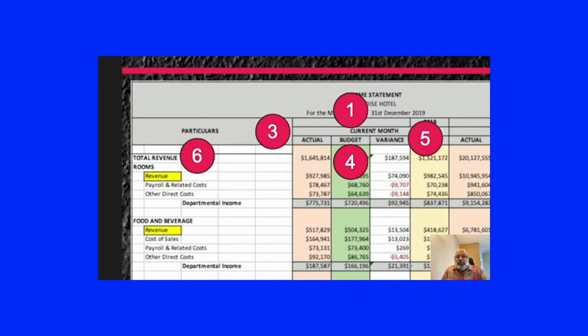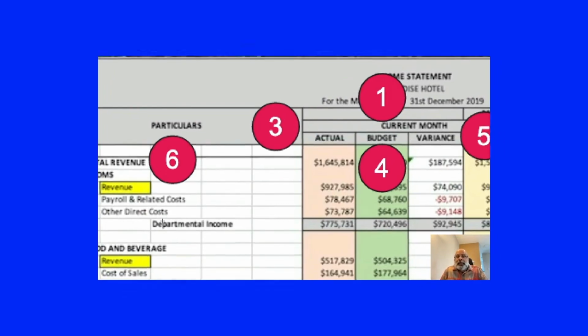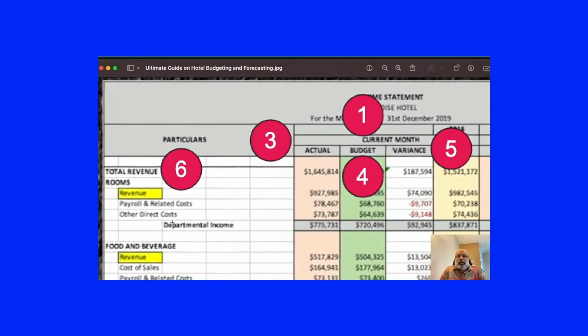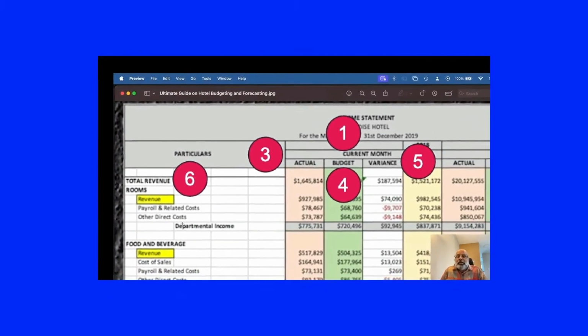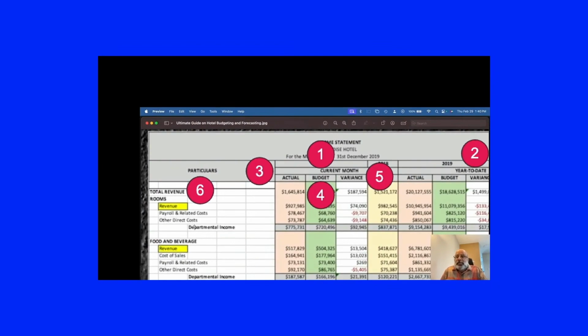Number 5 is the variance between the actual and the budget. And this is an important column because whenever you set a budget, you would like to measure yourself against that. And the variance allows you to do that. You can calculate a variance both for the current month as well as a year to date. These two tell you whether your variance for the current month as well as the year to date are behind or ahead of budget.